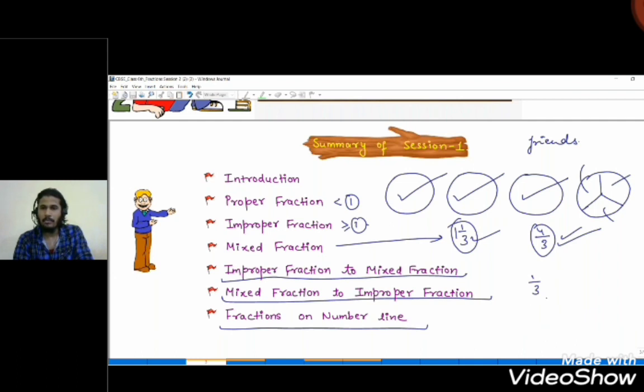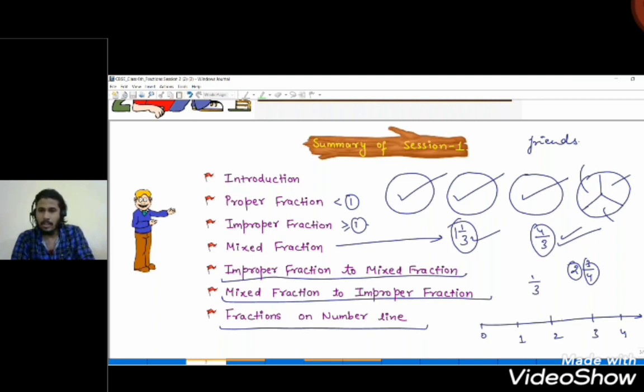Similarly, if someone asks you to represent 2 whole 3 by 4, how to represent 2 whole 3 by 4 on the number line? Very easy. 0, this is 1, this is 2, this is 3, this is 4. Now 2 whole 3 by 4 means 2 in whole number parts, then 3 by 4 more to it. So first you go to 2, and then in between 2 and 3, because 2 whole 3 by 4 will lie in between 2 and 3. So we'll make 4 equal divisions, because 4 is the denominator of 3 by 4.